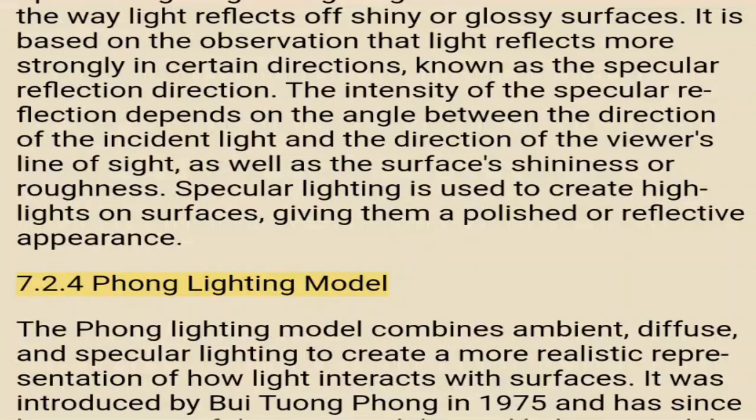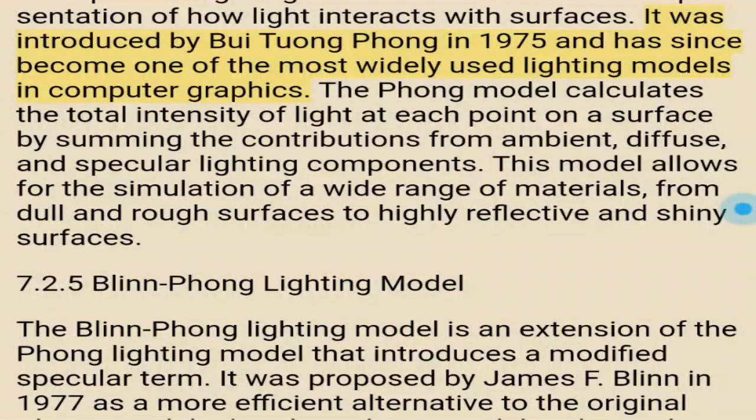7.2.4 Phong lighting model. The Phong lighting model combines ambient, diffuse, and specular lighting to create a more realistic representation of how light interacts with surfaces. It was introduced by Bui Tuong Phong in 1975 and has since become one of the most widely used lighting models in computer graphics. The Phong model calculates the total intensity of light at each point on a surface by summing the contributions from ambient, diffuse, and specular lighting components. This model allows for the simulation of a wide range of materials, from dull and rough surfaces to highly reflective and shiny surfaces.